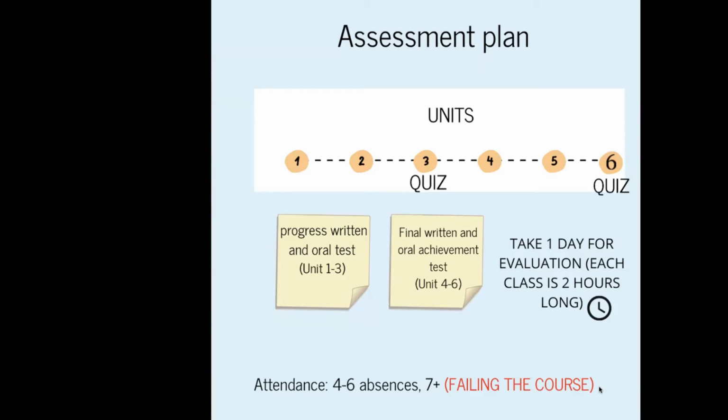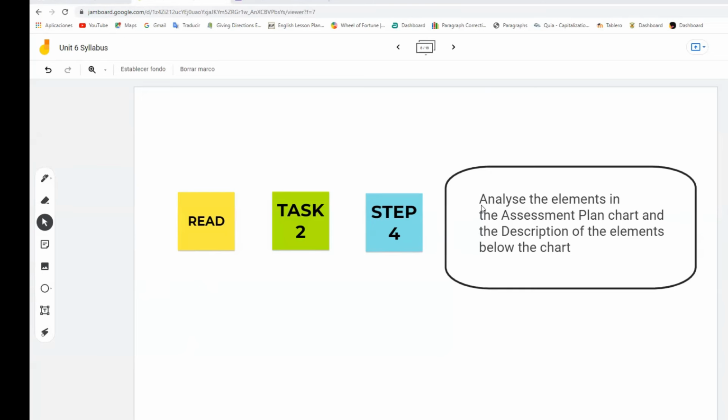We made the maths about attendance. We decided to consider that it is important, and from 4 to 6 absences, they will not fail, but if they have more than 7, they will fail the course according to the 120 hours that we have in our plan.